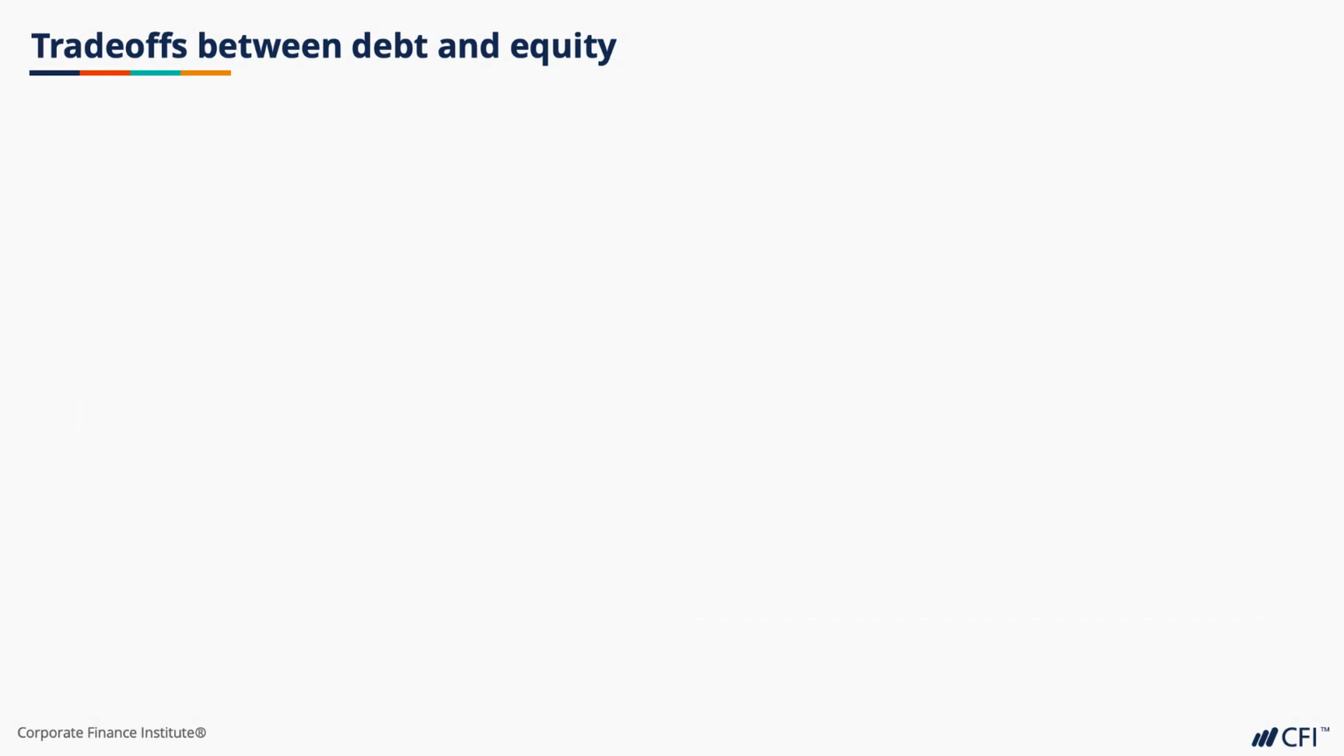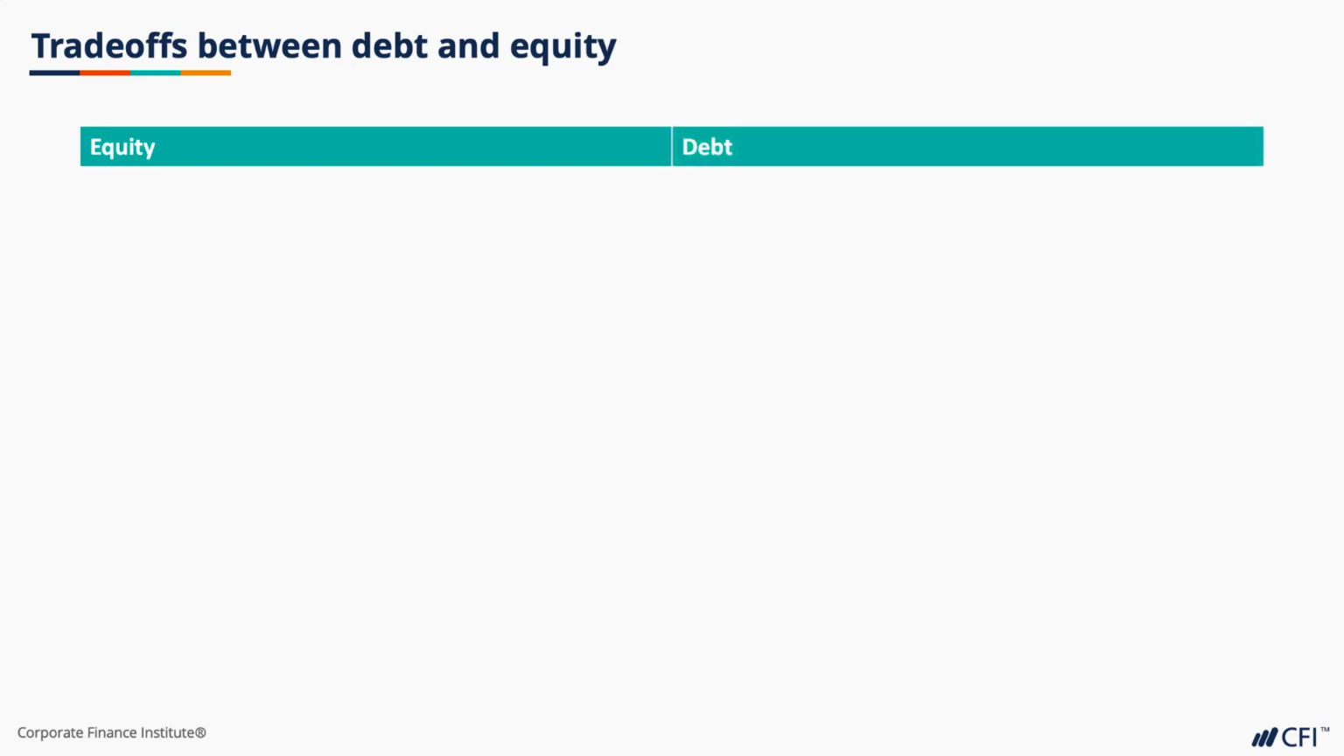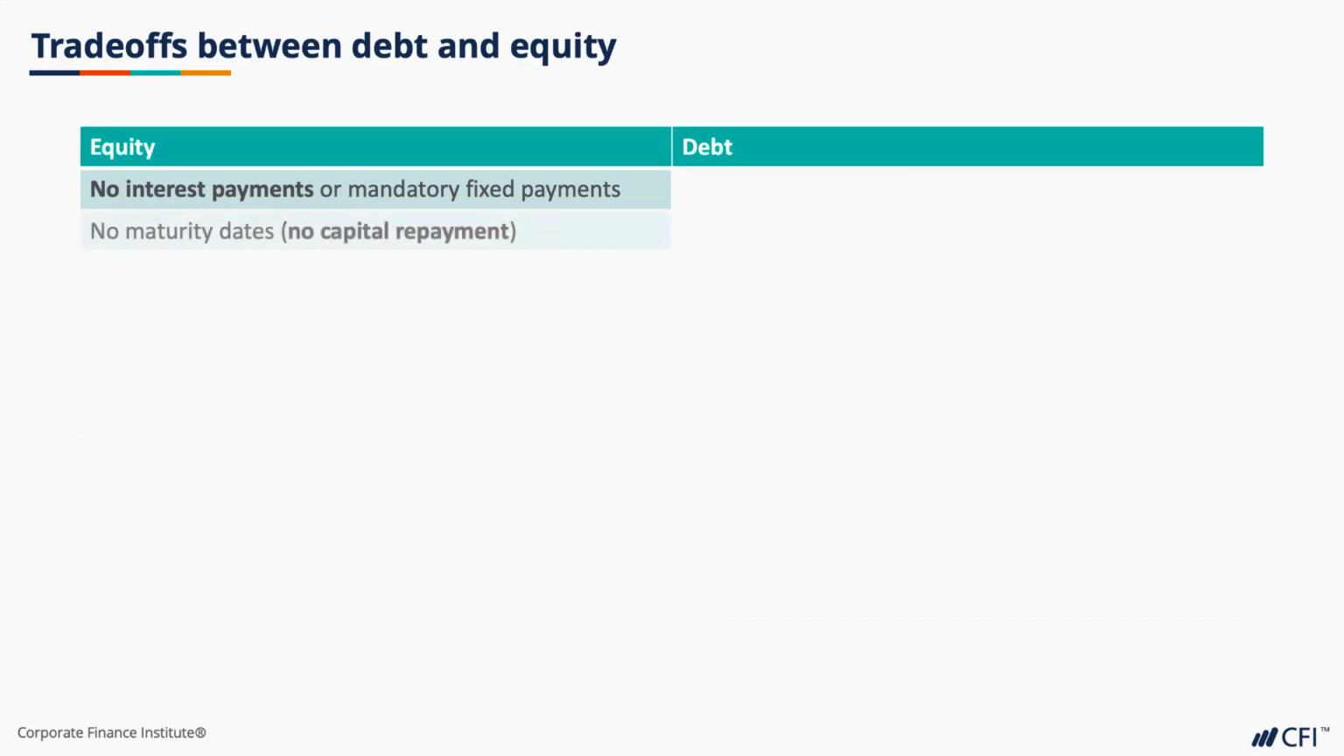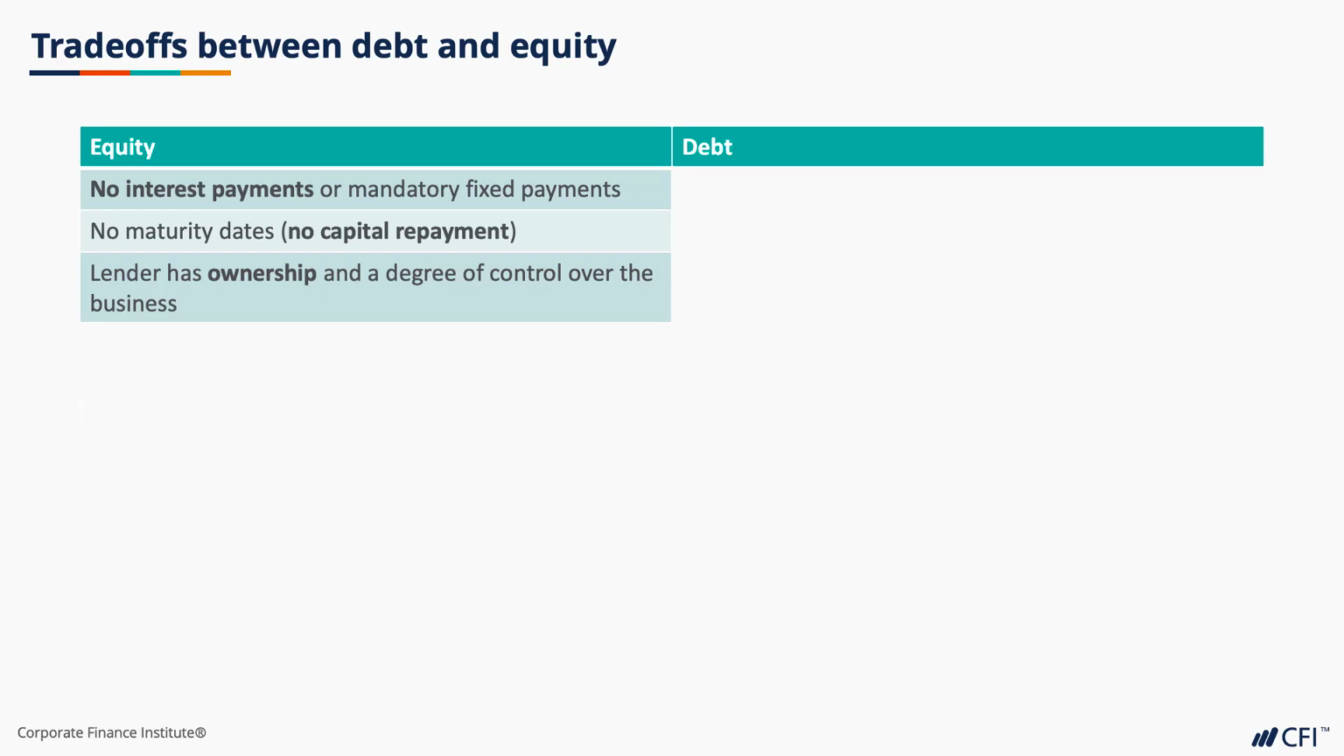Let's look at the pros and cons of issuing equity and using equity capital. And then let's look at the pros and cons of issuing debt and using debt capital. When it comes to equity, one of the main benefits is that there's no interest payments or mandatory fixed payments that are required, so it saves cash flow for the business. There's also no maturity date or ultimate return of capital unless the entire company is sold or liquidated. It comes with ownership rights and control over the business.